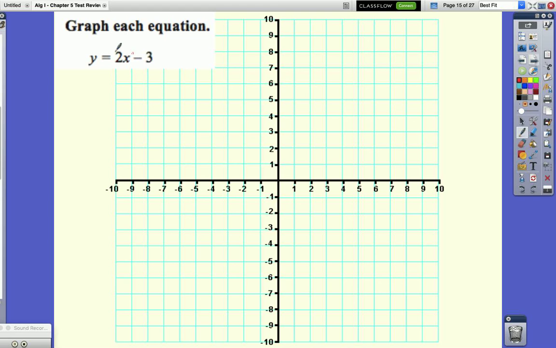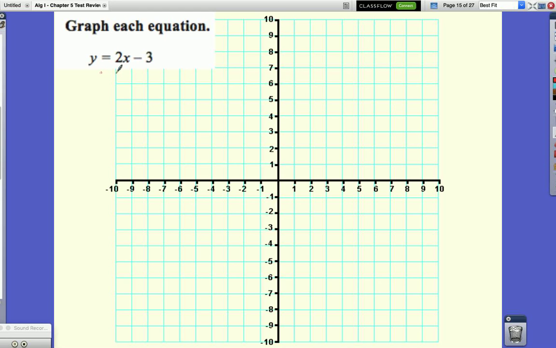Okay, a graph. This one we're going to graph using slope and y-intercept, and I'll ask you that on the test. So the slope is 2. Since we're graphing, we're going to write it as a fraction, 2 over 1. The y-intercept is negative 3. When you graph, we start our graph at the y-intercept. So we go on the y-axis to negative 3, we put a point.